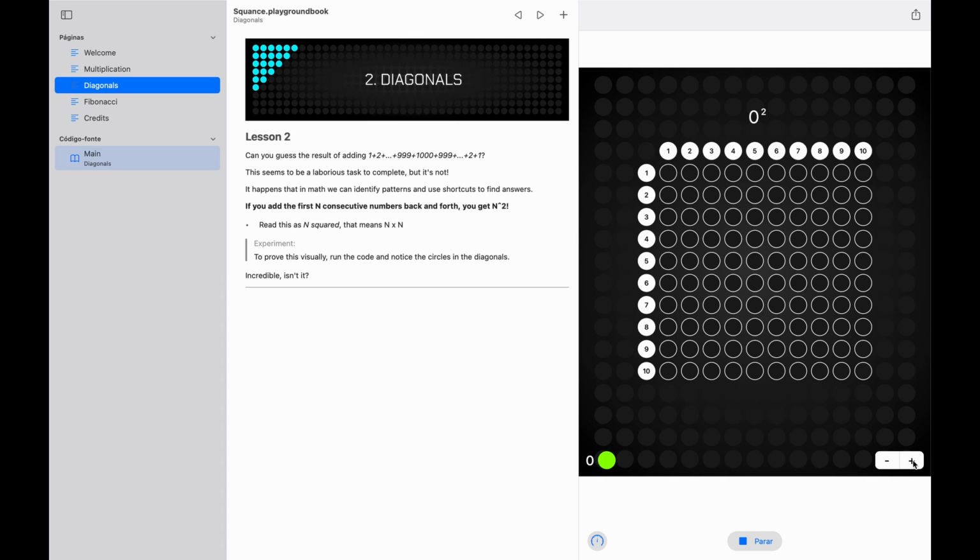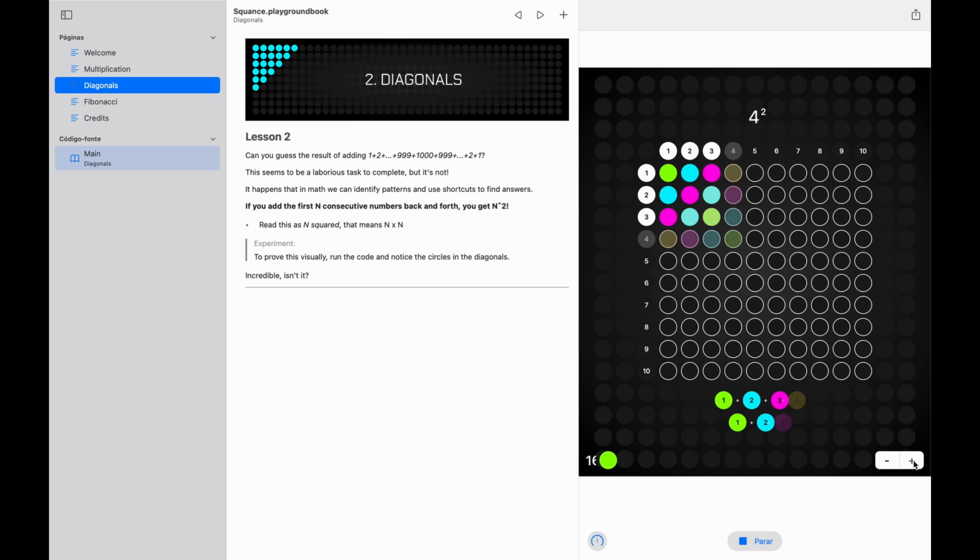Here in the page, for n being 4, you can see that each number in the sequence of consecutives, 1 plus 2 plus 3 plus 4 plus 3 plus 2 plus 1, can be seen as the number of circles in each diagonal that compounds a 4x4 square. You can check this by the matching colors.